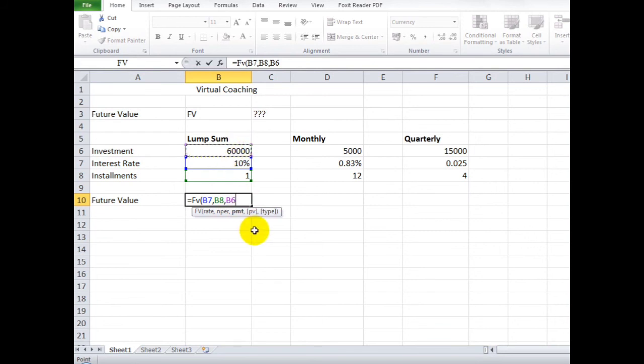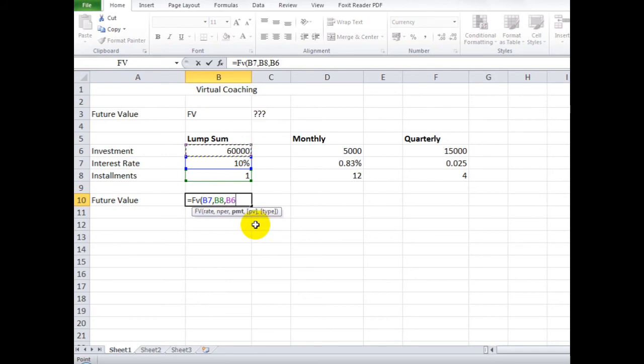Now the other two optional requirements are the present value and the type of investment. So we already know about the type. It can be 1 or 0, depending on whether we are making the investment at the start of the period or at the end of the period.